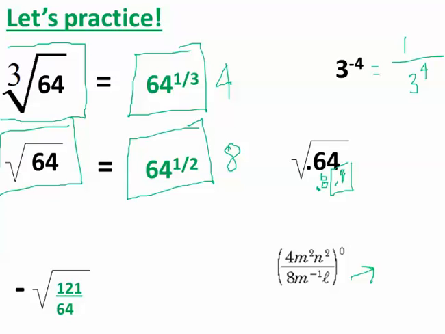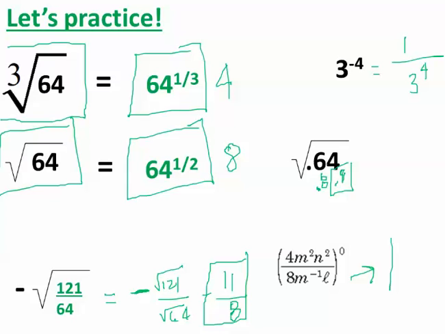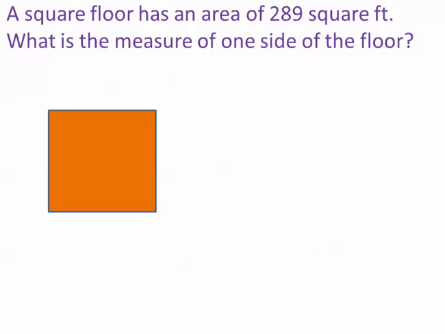Don't forget the 0 power is always 1. And don't let these fractions bother you. They're quite simple. This little negative guy just hangs out in front of our answer. And I think of this as the square root of 121 over the square root of 64. The square root of 121 is 11, and the square root of 64 is 8. Boom. If you didn't know 11 times 11 was 121, you'd be pulling out that calculator.